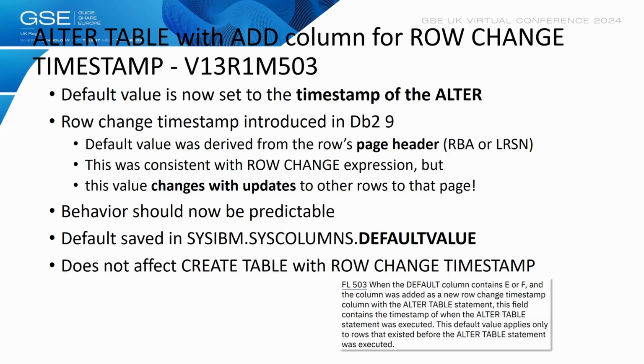The problem here is, if you create a new table, no problem. It only affects existing tables, and you do the alter, and the rows that do not have this column will use the default value based on the page header. The problem is that this value can be inconsistent, because if there is a change in this page for a different row, for example, this value will change, even if the row itself did not change. So what they did in 503, they basically made it more predictable, and they save the default value as the time of the alter itself.